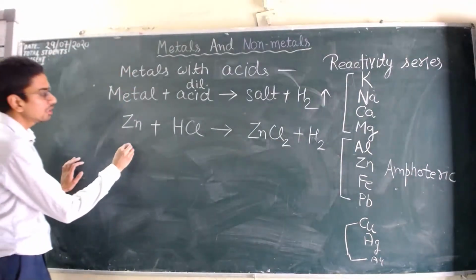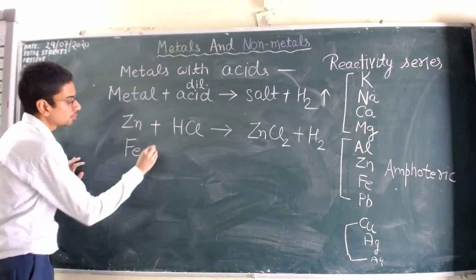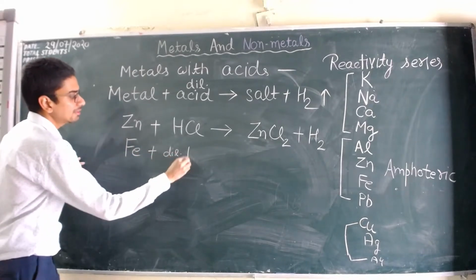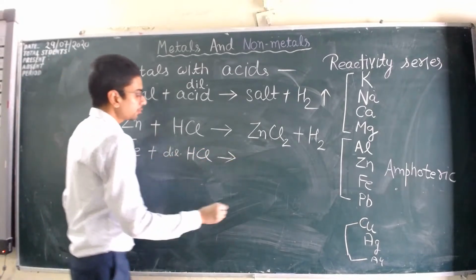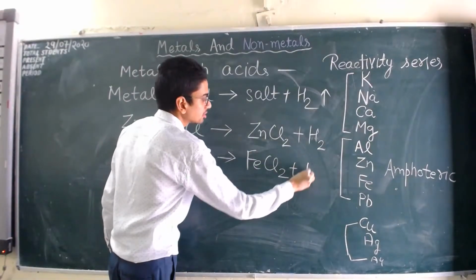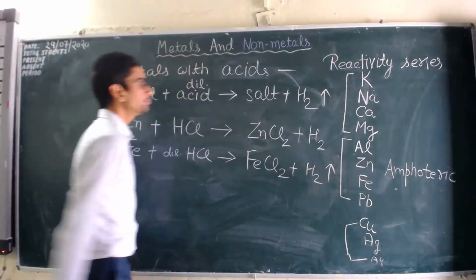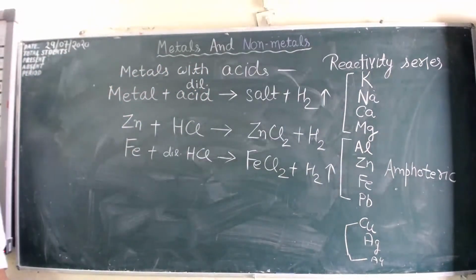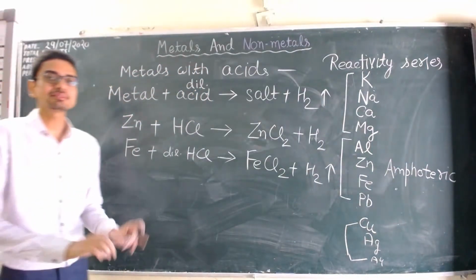Similarly, you can write down the reaction of iron with dilute HCl. What will be the products? Iron chloride plus hydrogen. Okay, same. These two reactions are the same. No difference.